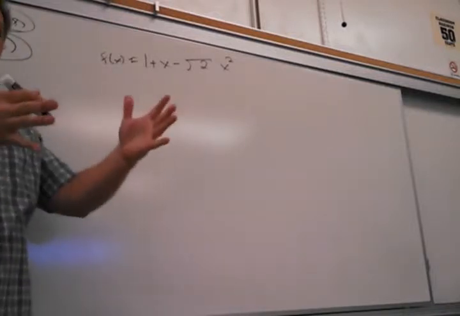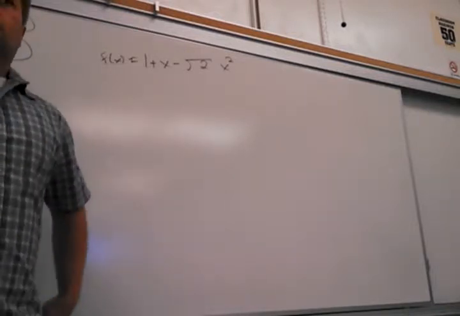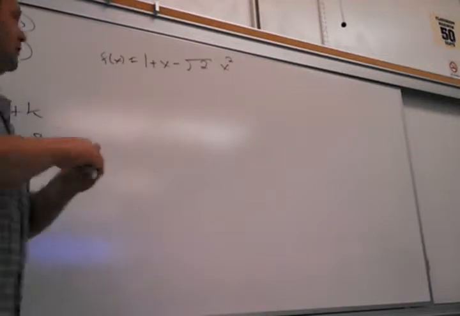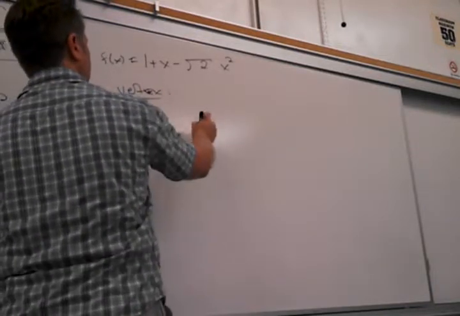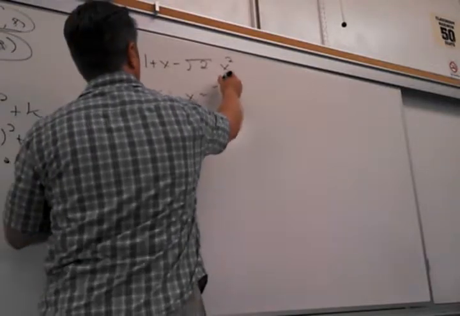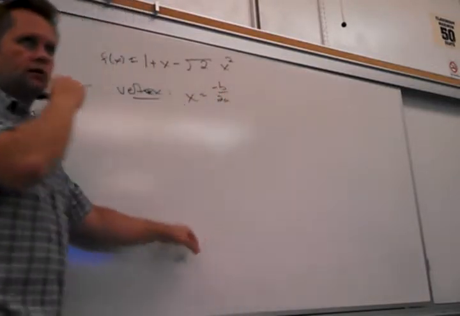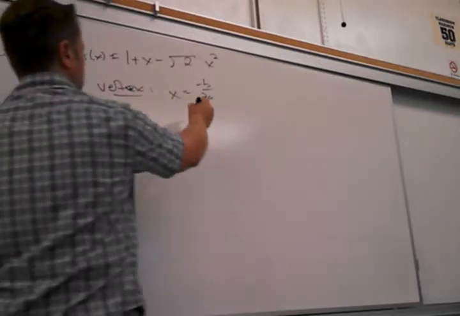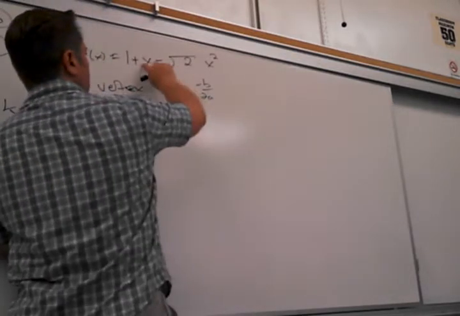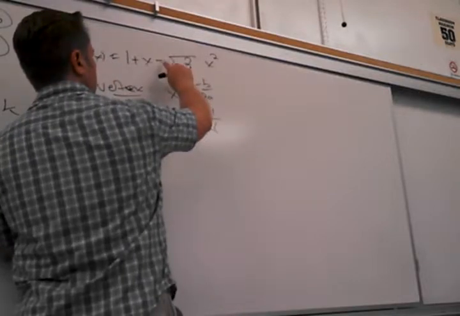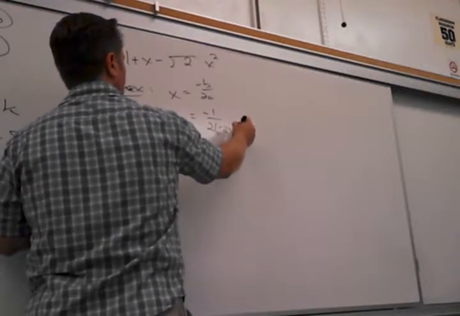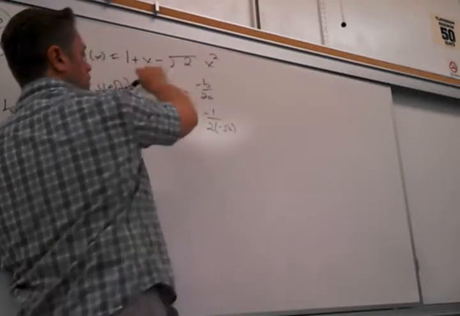Maximum in this case is also known as the vertex, right? So if I find the vertex, how do I find the vertex? First step, the x piece of the vertex is negative b over 2a. What's b? 1. What's a? 2 times the negative square root, negative root 2. Right, a is always in front of the x squared, b is always in front of the x.